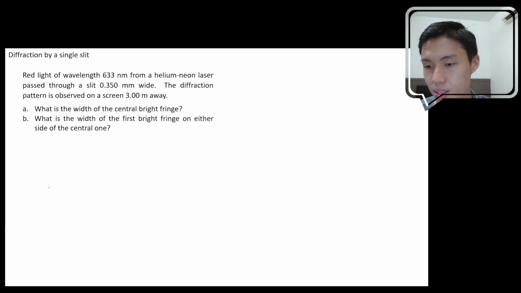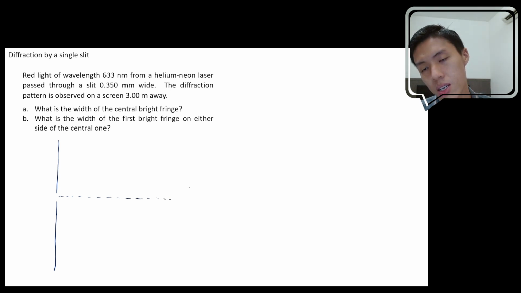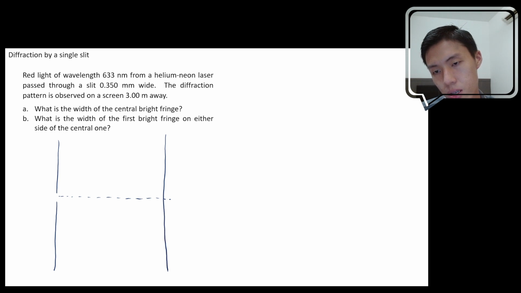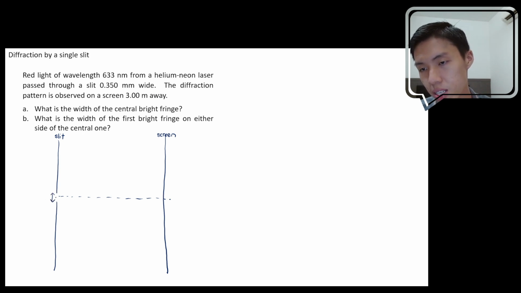So it's a single slit question, so you have one slit, and from the center, then you see your screen somewhere over here. So this is your slit, this is your screen. So what do you know? You know that the slit is 0.350 mm wide. So this is a actually. a is 0.350 times 10 to the power negative 3 meter.